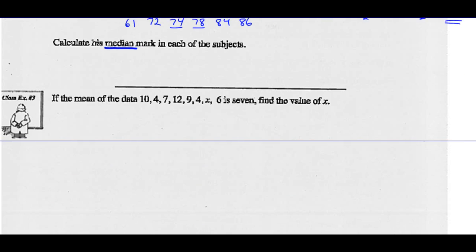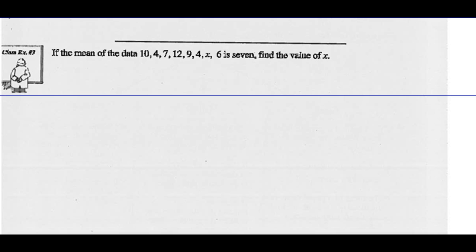Example 3. If the mean of a set of data is 7, find the value for x. So now we're told that the mean is 7, and we're asked to find what the value for x is. We know that the formula for the mean is to add up all the data values: 10 plus 4 plus 7, 12, 9, 4, and 6. If you add all those up, we get 52 plus x, divided by the 8 pieces of data.